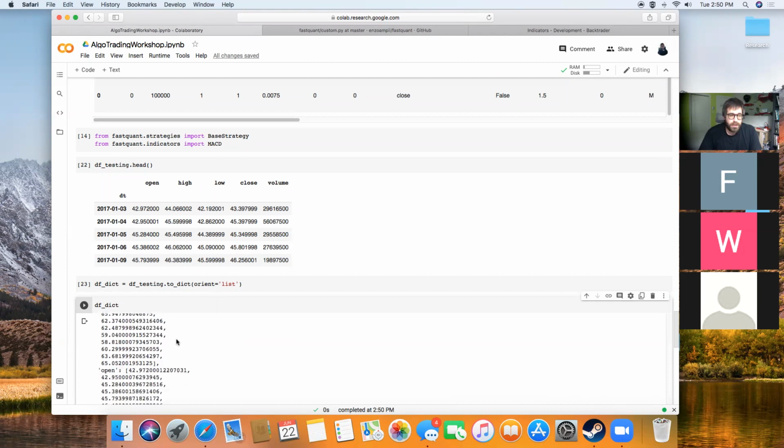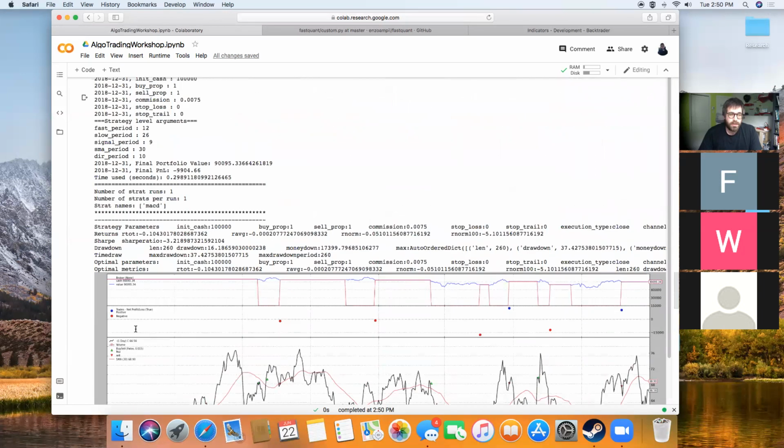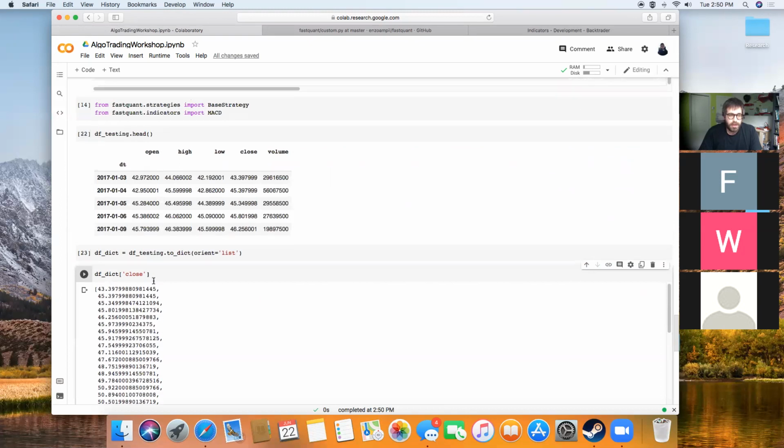So if you're familiar with dictionary, I can specify close, for example, and I will get all the data as an array. I just converted the data structure from a pandas data frame to a dictionary, so I can play with it a little bit. Because I want to calculate the moving average of every day compared to the next 5 days, I will only be caring about the close. So the close is all that I'm looking at.